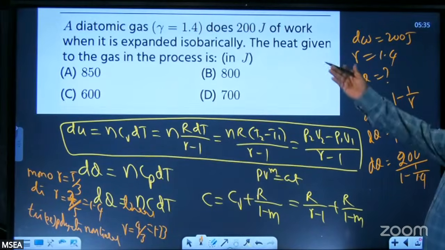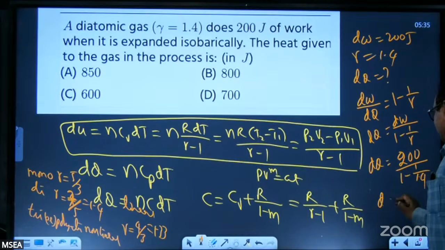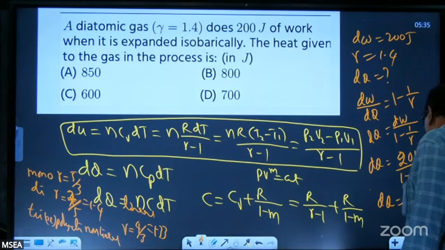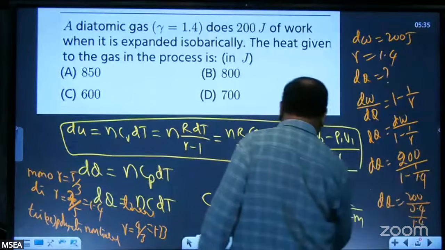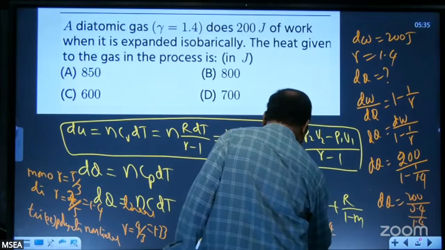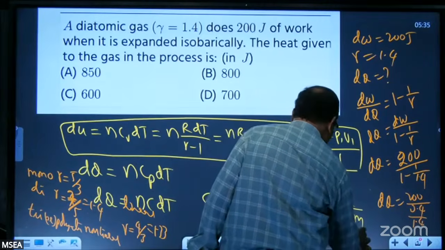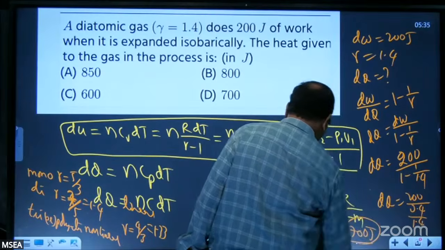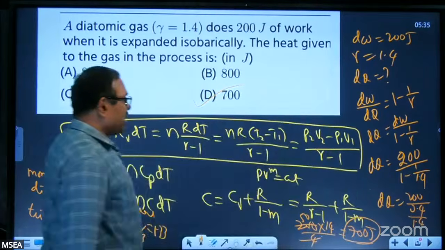So remember, directly it is given there. Then dq is equal to 200 by (1.4 minus 1), which is 0.4. We can take 1.4 by 4, that 4 cancels. Then 200 into 14 by 4, which should be equal to 50, 14 fives are 70, so 700. So this is in joules. Therefore, the correct answer is 700 joules.